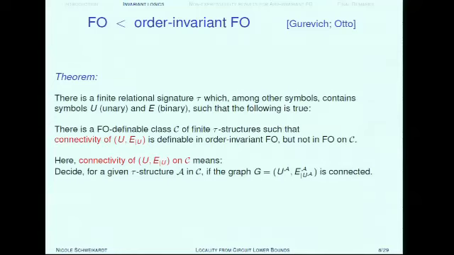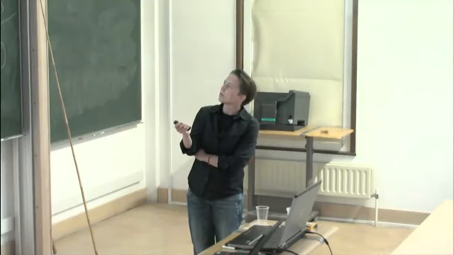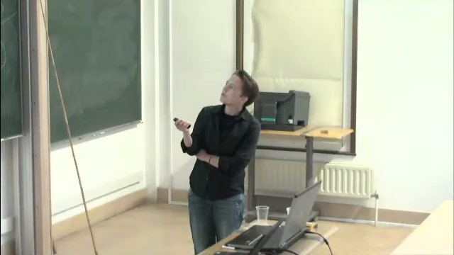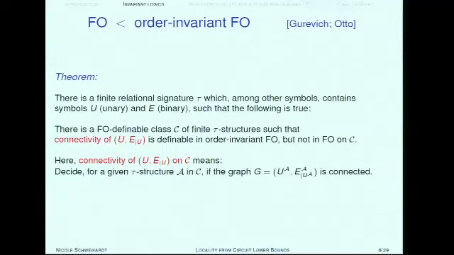There is a finite relational signature tau, which contains a unary relation symbol U and a binary relation symbol E, and some other relation symbols that we don't care about here. And there is a plainly first-order definable class C of finite tau structures, such that on this class, connectivity of the induced subgraph defined by the edge relation E on the set U is definable in order-invariant first-order logic, but not in plain first-order logic.